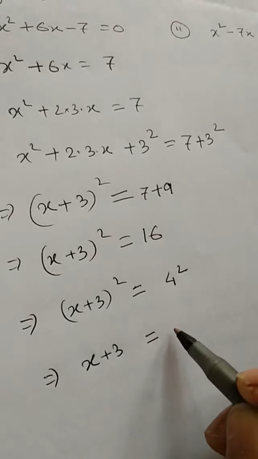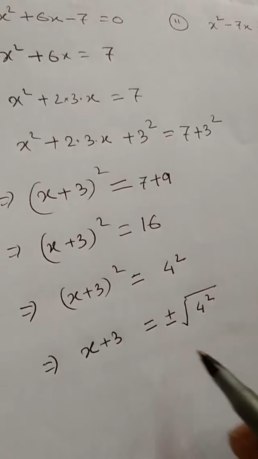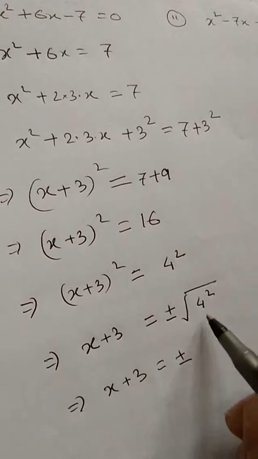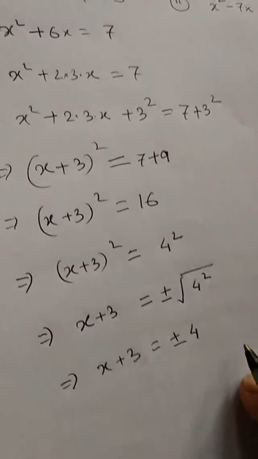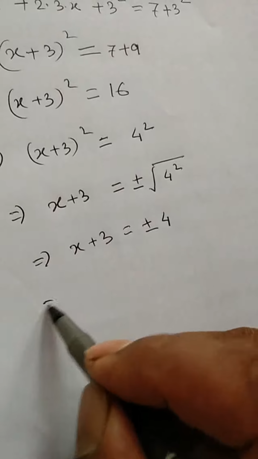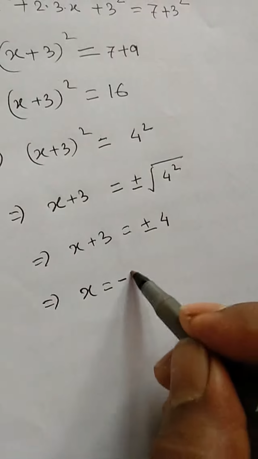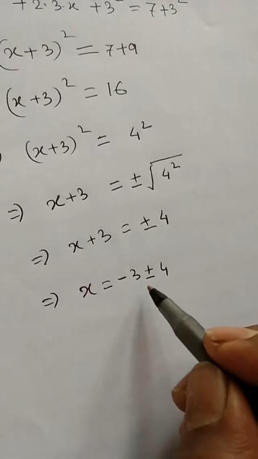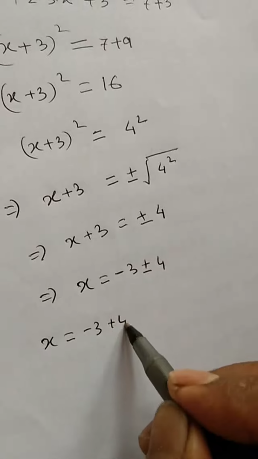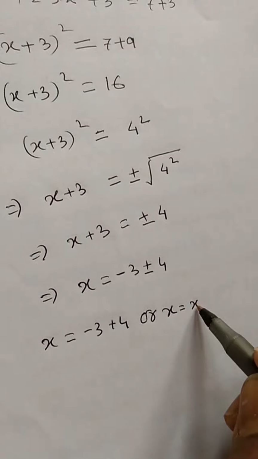Next step, this square we will remove from the left-hand side. So then on the right-hand side we have to write plus minus root over 4². So it will be x+3 equals plus minus root over 4², meaning 4 will come, and now we will find the value of x. The plus 3 will go to the right side, so minus 3 plus minus 4. So this will segregate into two parts.